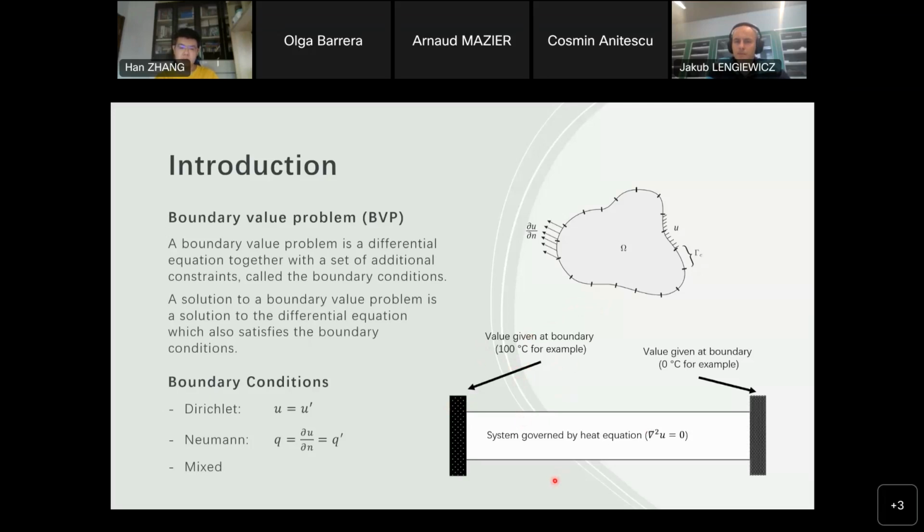Here we have a simple example of a boundary value problem, which is a heat conduction problem under a pure Dirichlet condition. We know the value on each side, and we are trying to approximate the value of the flux inside the whole domain.